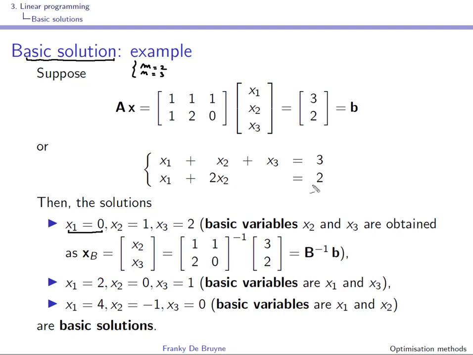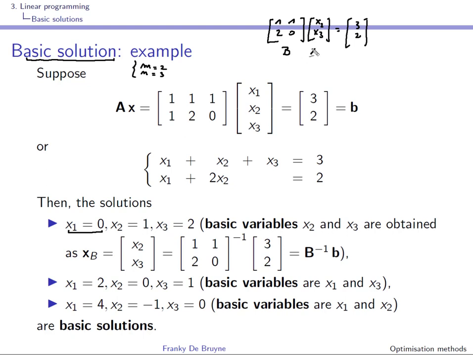This is the system of equations. If you set this one to 0, you will end up with a system of equations that is this one over here: 1, 1, 2, 0, times x2, x3 is equal to 3, 2. This is the system of equations that we had previously. This is the b.